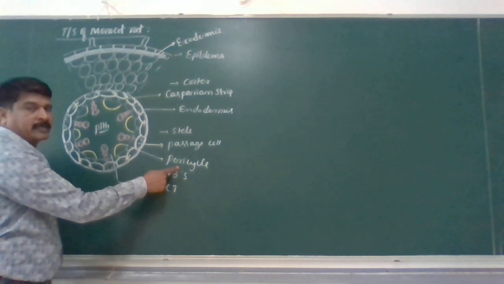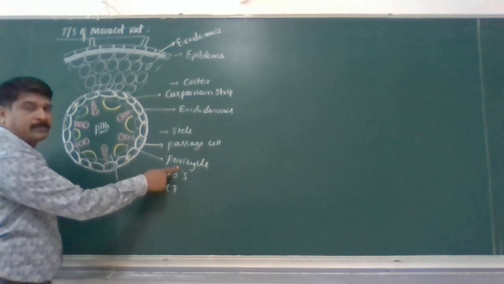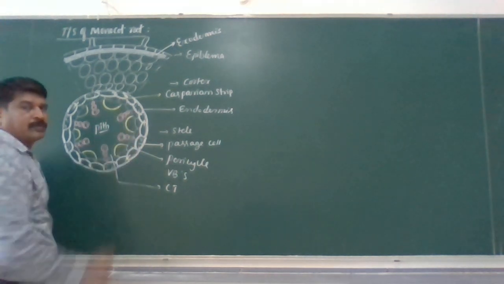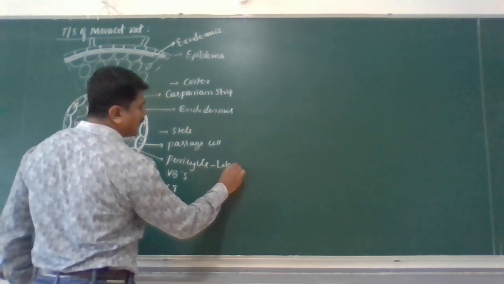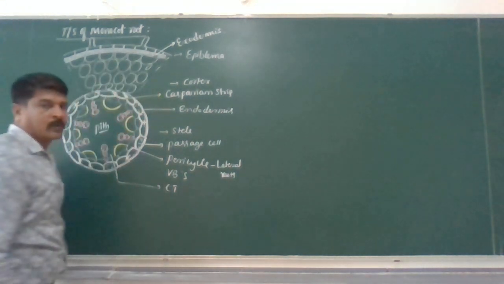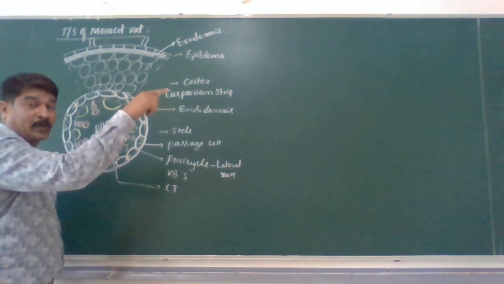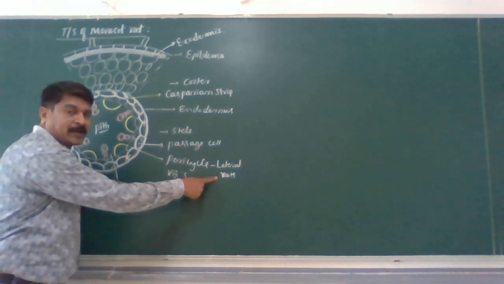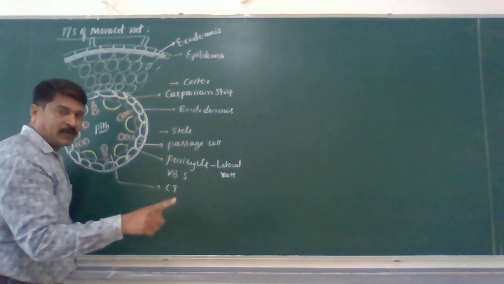Here pericycle, as usual, is the outermost layer of the stele, made up of a single layer of compactly arranged thin-walled parenchyma cells. Here, pericycle gives only lateral roots, and doesn't give cambium. But in dicot root, it gives lateral roots as well as cambium. One more difference you got. Clear? Are you following? Yes.